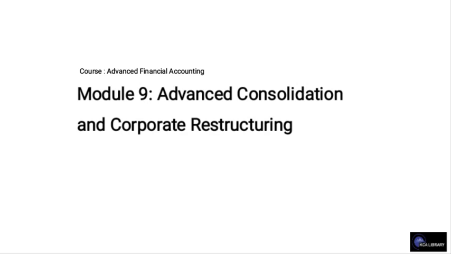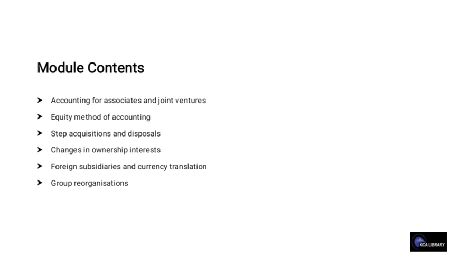Advanced consolidation and corporate restructuring. And for this, we will look at accounting for associates and joint ventures, equity methods of accounting, step acquisition and disposal. We'll also look at the changes in ownership interest, the foreign subsidiaries and currency translation and group reorganization. This is what we will look into in the module, and we are creating a brief understanding of this module.